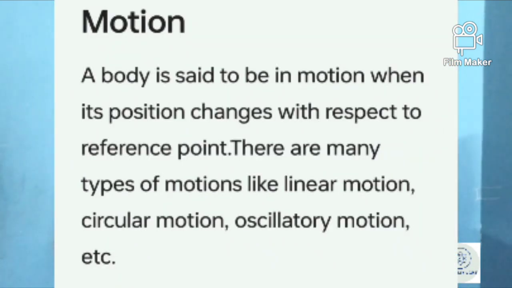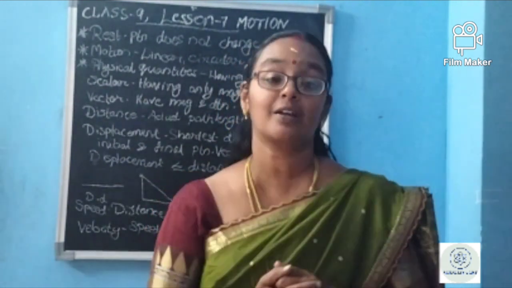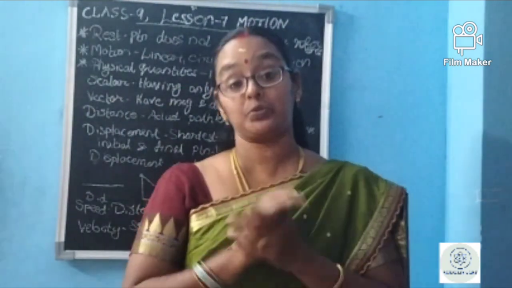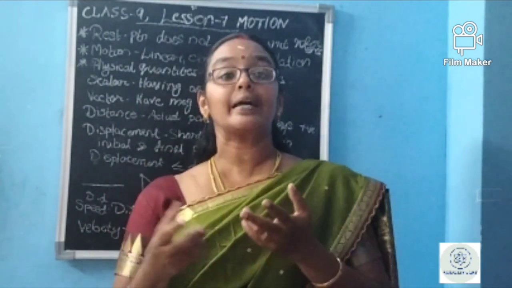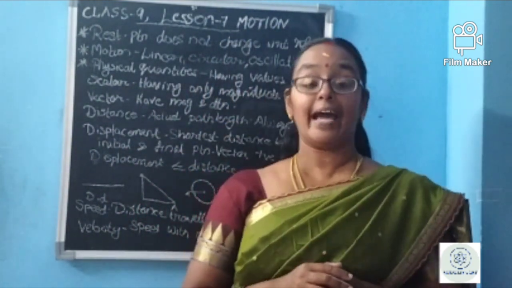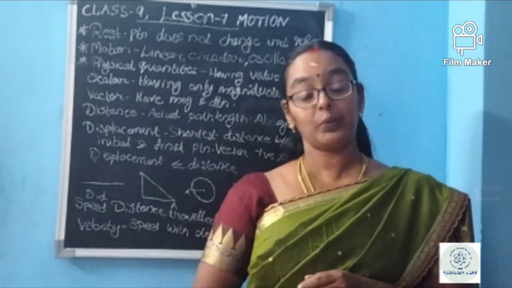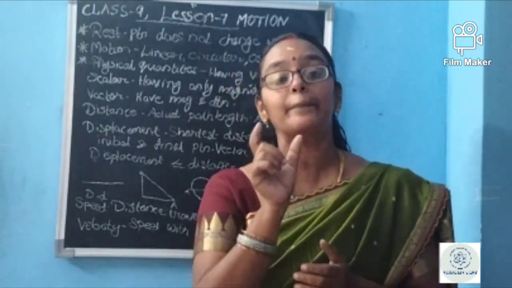Now we have to see some physical quantities. The quantities which can be measured are called physical quantities, and they will have values. We divide the physical quantities into two, that is scalar quantity and vector quantity. Scalar and vector. Scalar quantities are the ones which have only magnitude.